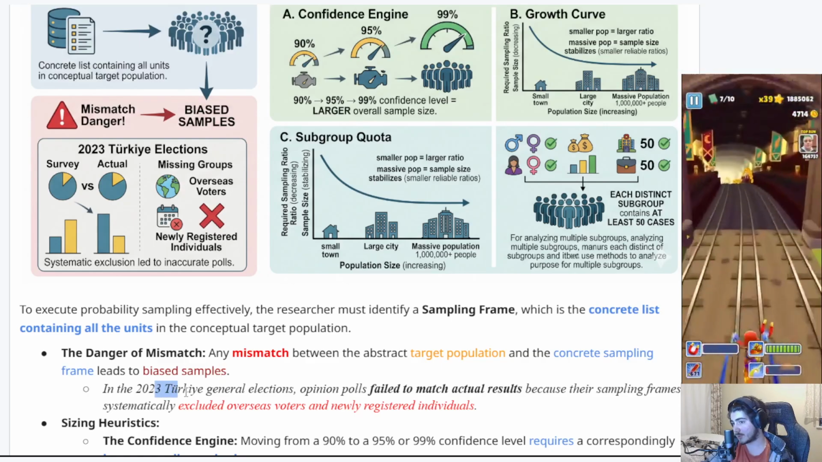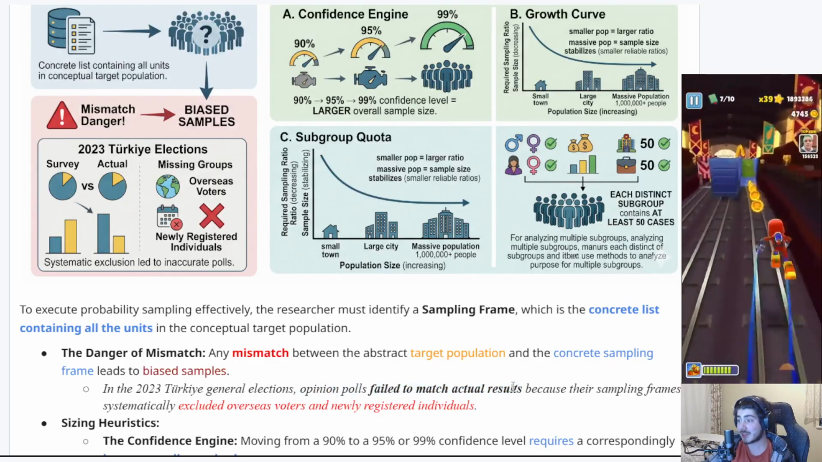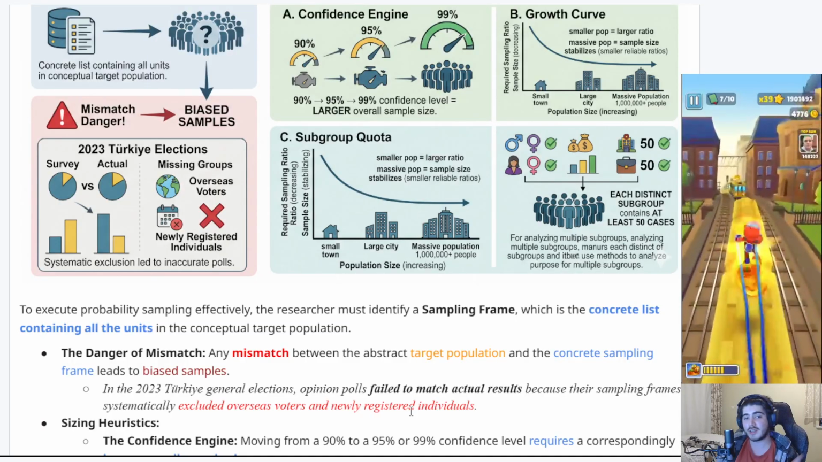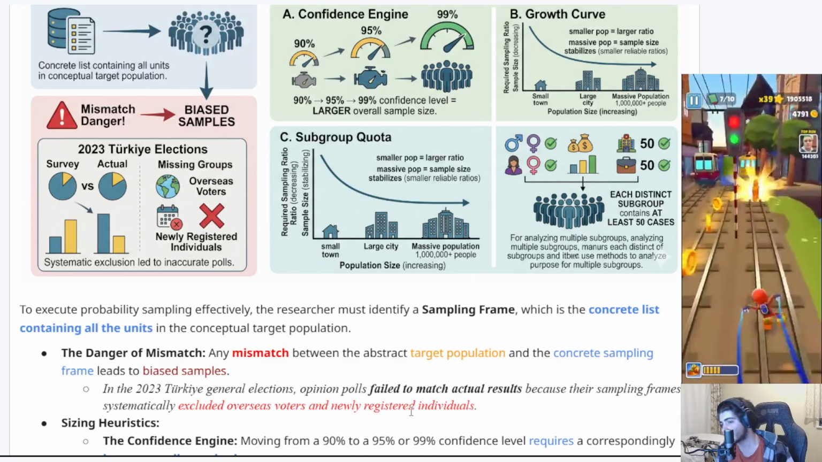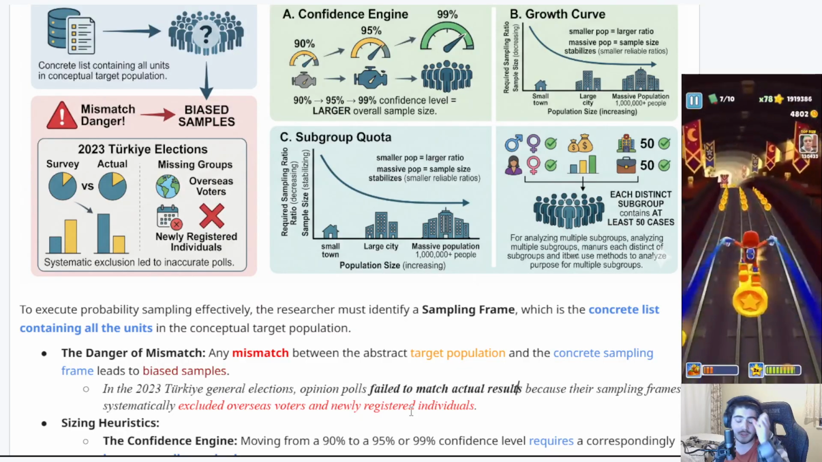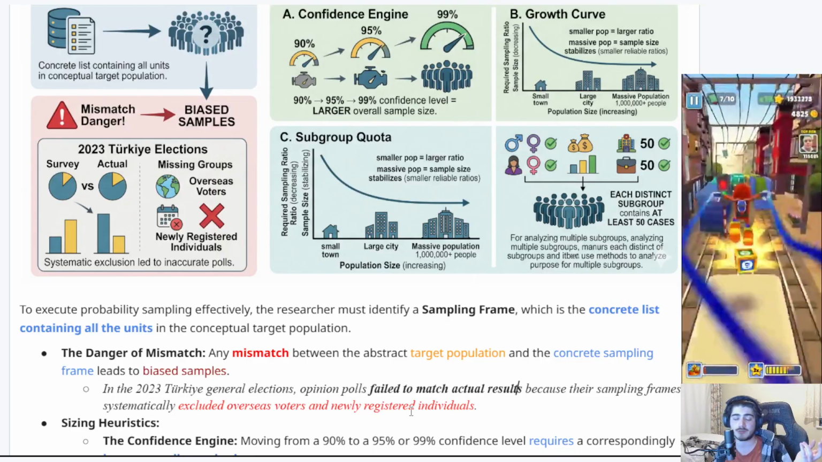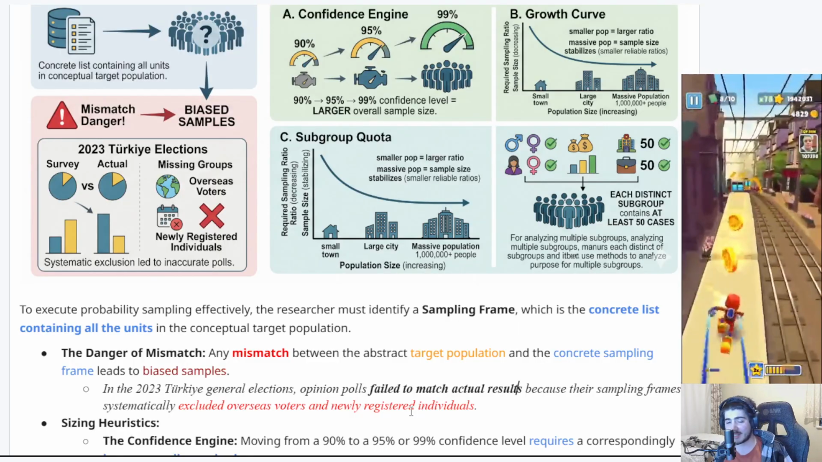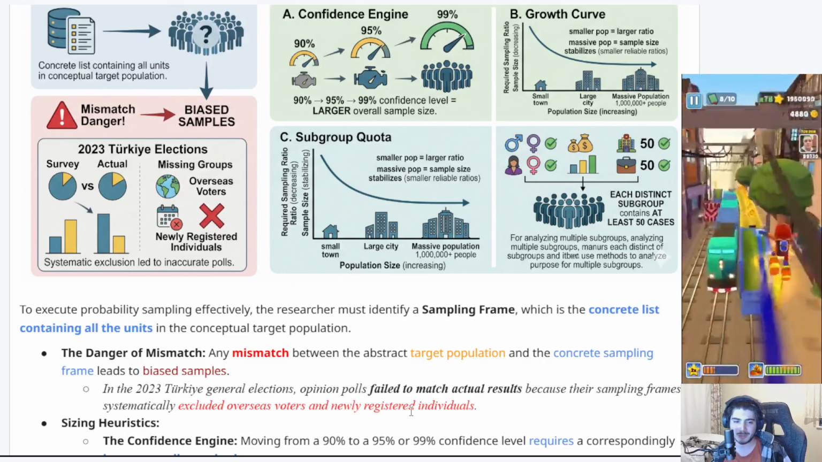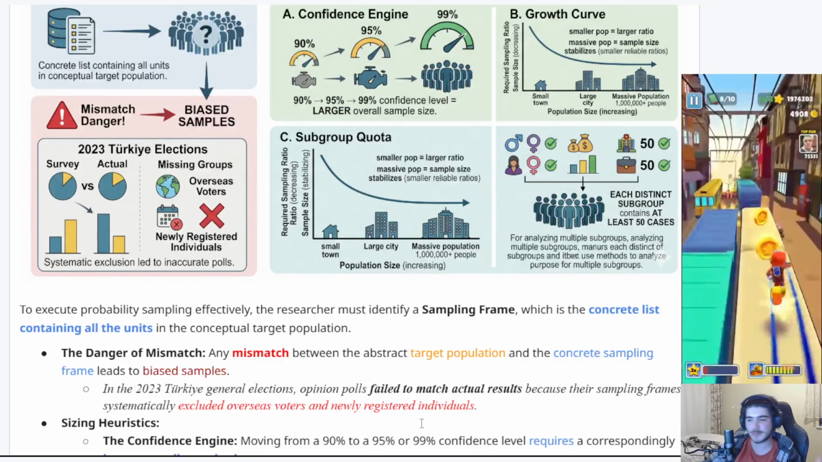In the Turkey 2023 general elections, opinion polls failed to match actual results because their sampling frames systematically excluded overseas voters and newly registered individuals. So their samples did not contain any of these people. Therefore, their research was not really explanatory for actuality. What this means is when you're picking your samples, make sure they actually represent the population. Because if they don't, you're gonna get wrong information. It's as simple as that.